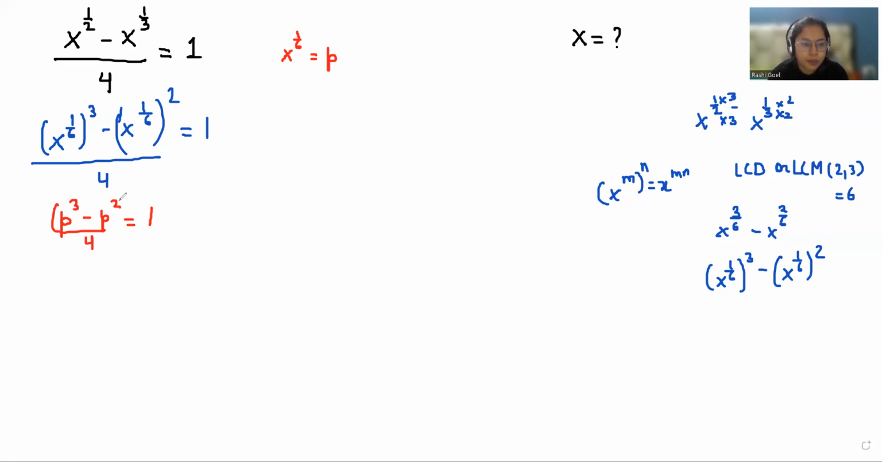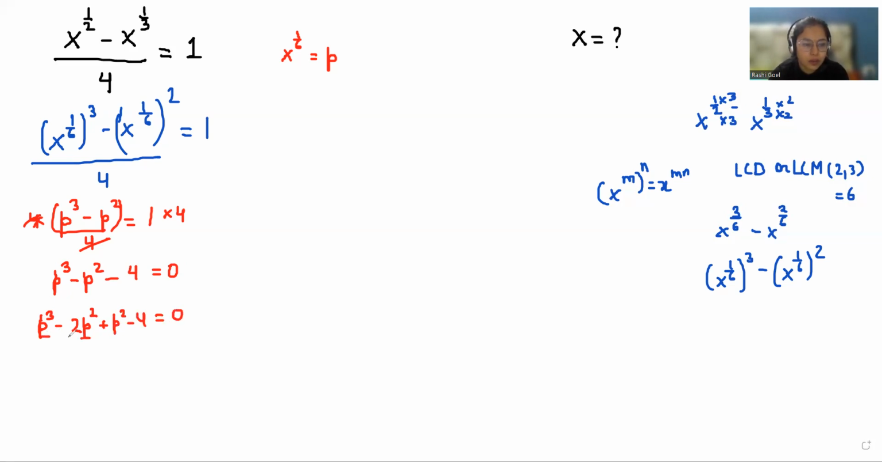Now we are going to multiply with 4 both sides. So we can eliminate this. So what is left? p cube minus p square. We'll take this plus 4 to other side. Minus 4 is equals to 0. Now we can write the middle term as p cube minus 2p square plus p square minus 4 is equals to 0.